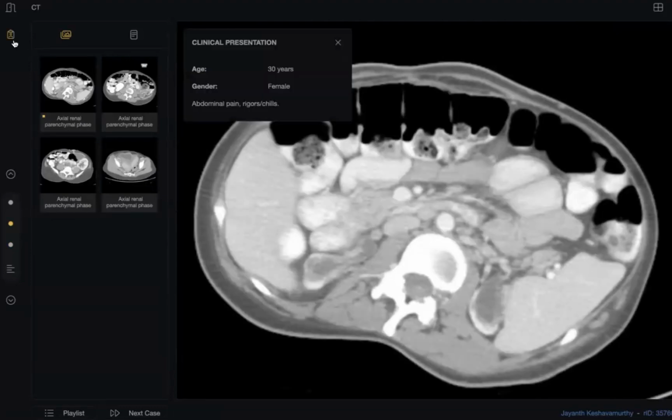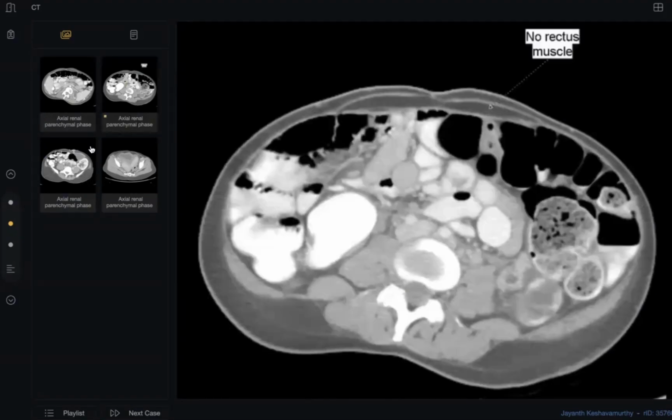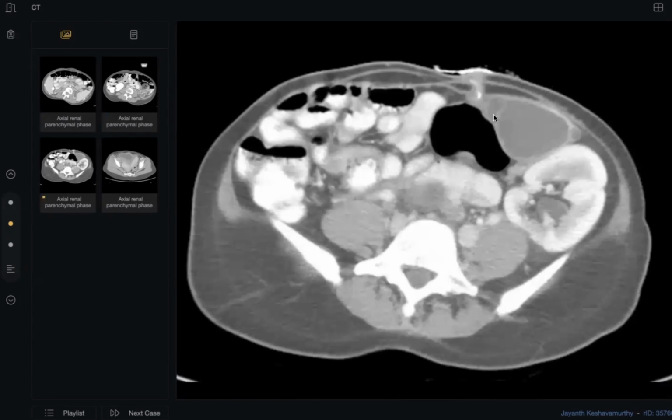This patient is 30 years old. It is associated with reflux. Both kidneys are atrophied, and this is a transplanted kidney. Why? There is surgery here. But look here, absent or very atrophic anterior abdominal wall.